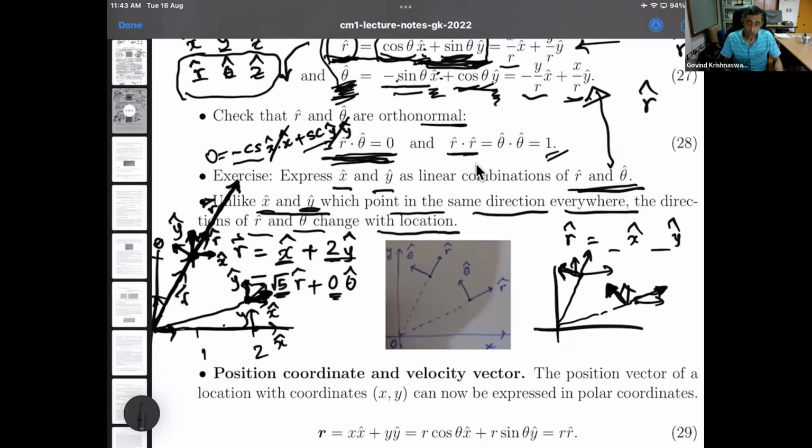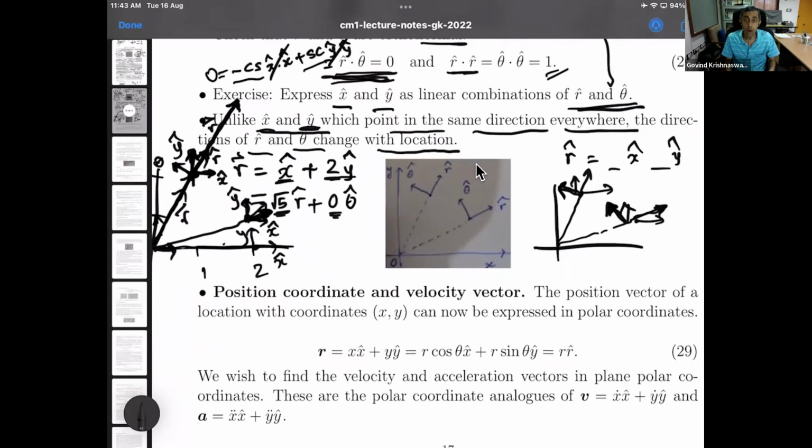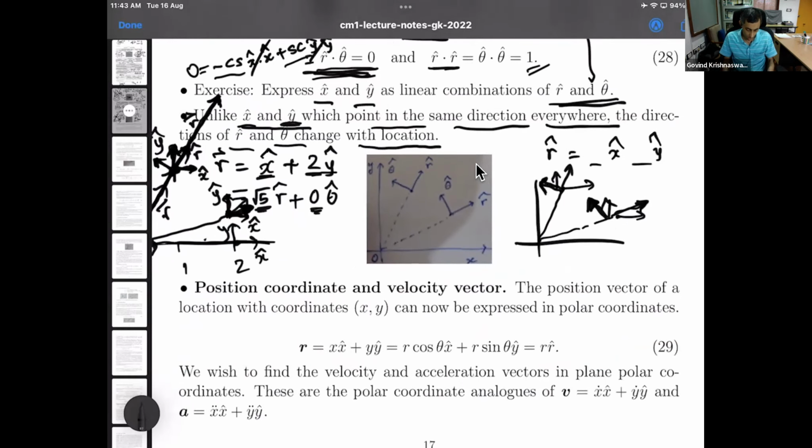So this is the crucial difference between the curvilinear coordinate system, polar coordinates, and the Cartesian variables: the unit vectors change in direction with location. And we want to quantify this. That is the next stage, to quantify how r hat and theta hat change with location. So let us begin addressing this question. Any question before I do that?